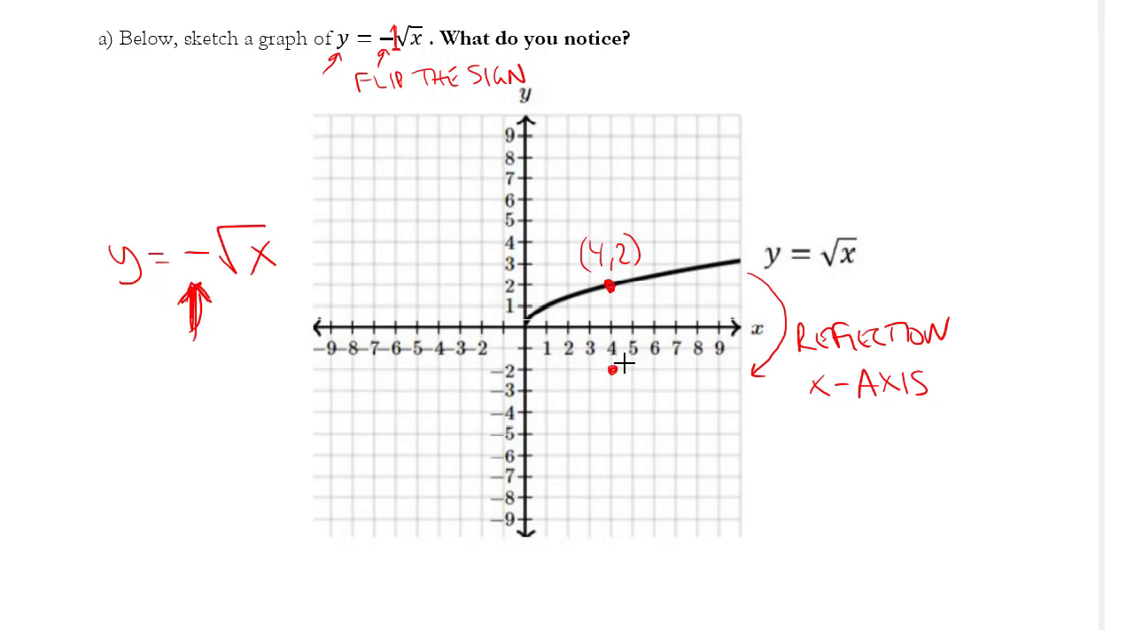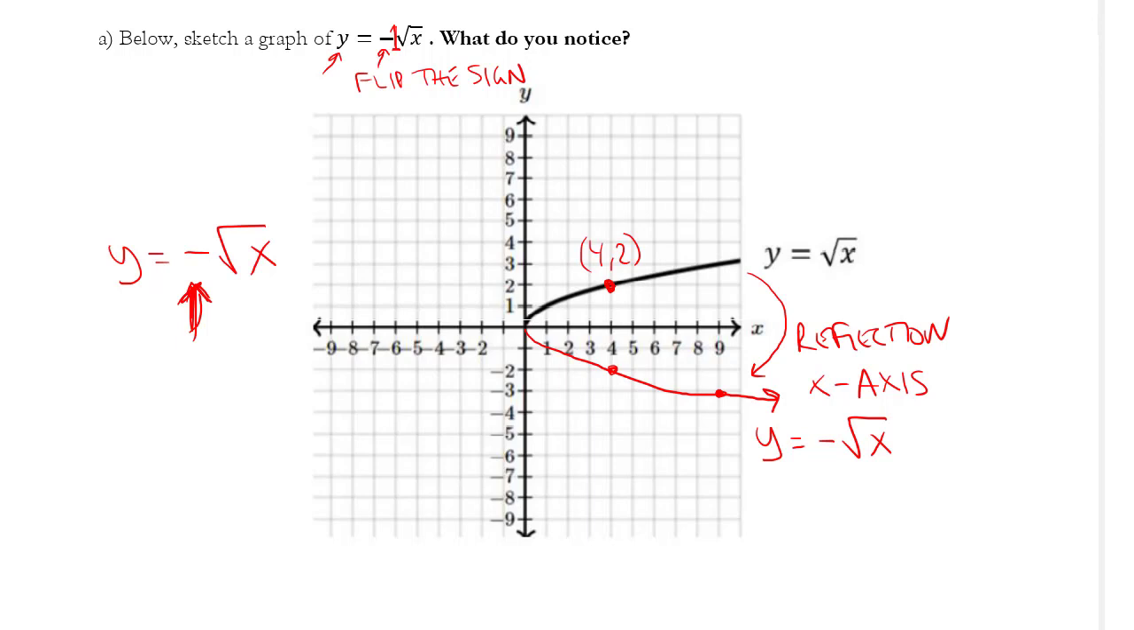So we can follow points. We can say the point 9, 3 is now the point 9, -3. We can do it point by point, but really we end up getting this graph right here. So this right here is y equals negative root x. It's a reflection over the x-axis.